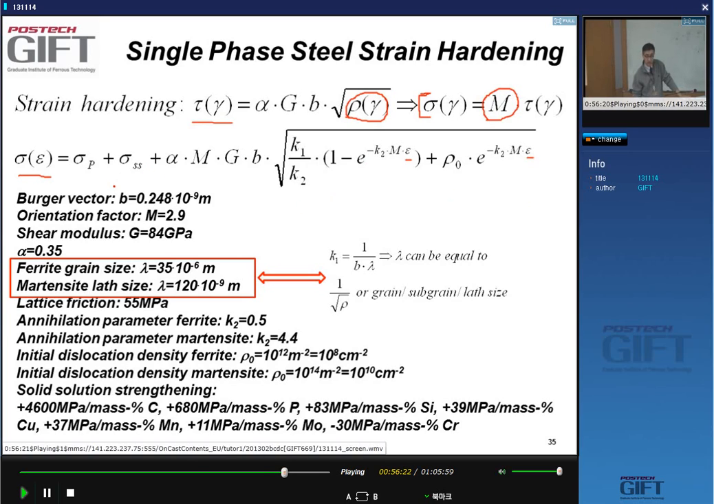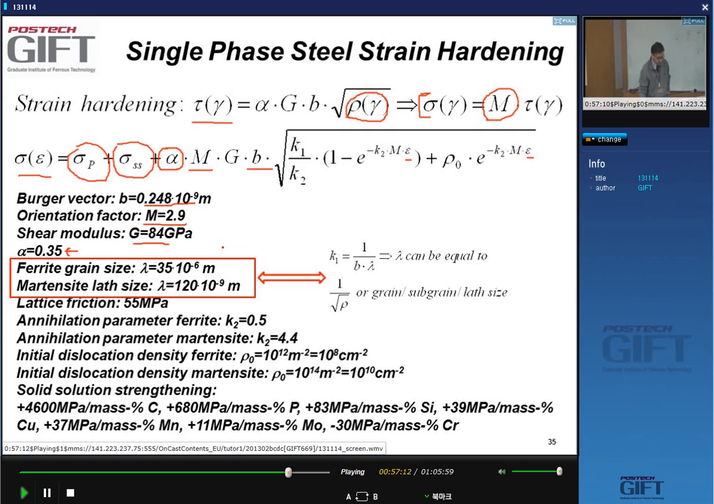Of course, if I want to have a real stress-strain curve, I need to add other strengthening parameters, such as the Peierls stress, the lattice friction, the solid solution effect, and all the other effects we still have to discuss. But let's just say we have these two terms. So let's have an example of how this works. First of all, we'll need the Burgers vector in this equation. That's here, 0.248 nanometers. The orientation factor, Taylor factor, is about 3. The shear modulus is 84 gigapascal here. This parameter alpha here is 0.35.